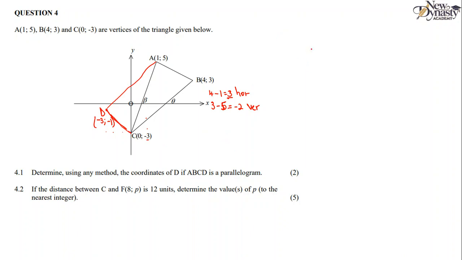We've already done question 4.1. Here it is answered, the coordinates of D are negative 3 and negative 1. So I'm going to answer question 4.2 here. We are going to determine the distance between F and C. So let's call it distance FC.